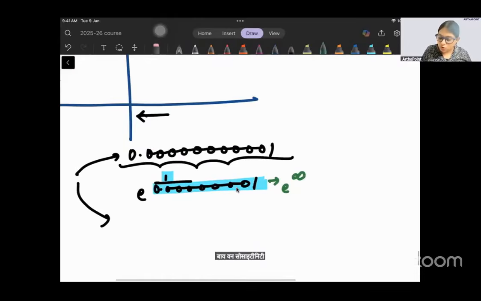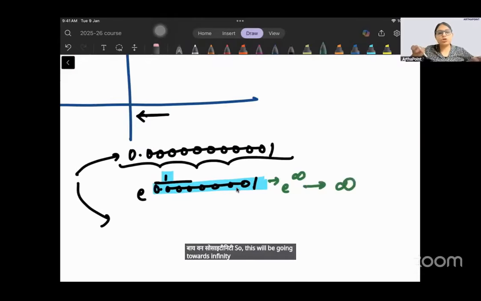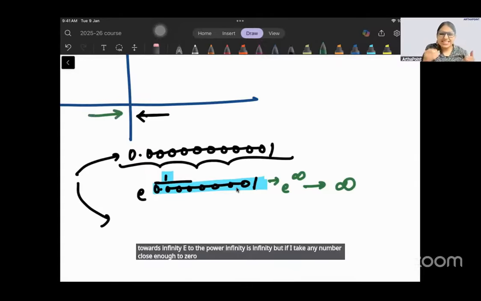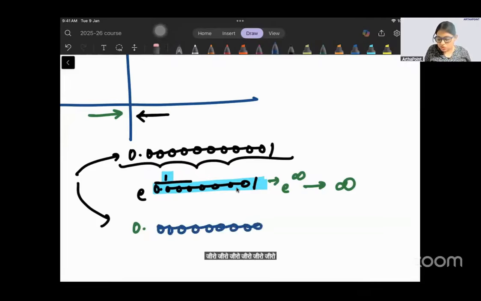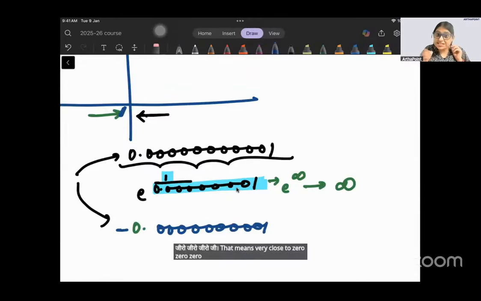So this will be going towards infinity. E to the power infinity is infinity. But if I take any number close enough to 0 but less than 0, mane if I take a negative number, जैसे if I take minus 0.00000000001, suppose. That means very close to 0. 0 के पास ही है, but it's a negative number.